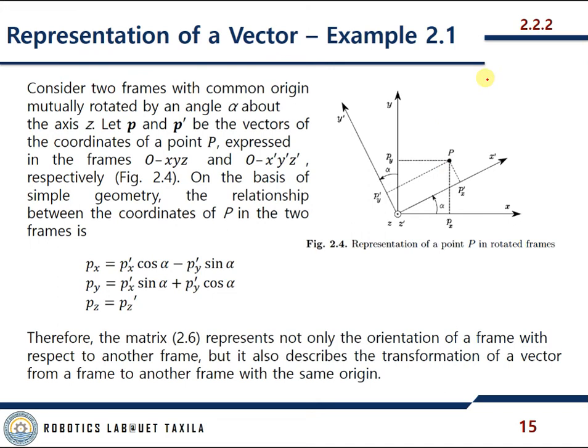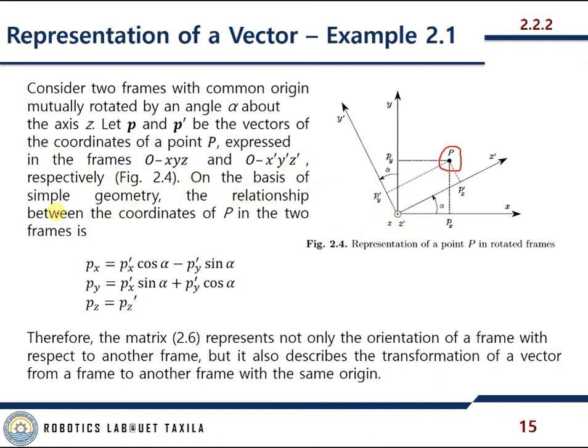Now, representation of a vector. This is example 2.1. Consider two frames with common origin mutually rotated by an angle alpha. So these are two frames, the x, y frame and the x bar, y bar frame. Let P and P dash be the vectors of the coordinates of a point P, expressed in the frame O x, y, z and O x bar, y bar, z bar respectively, as shown in the figure.